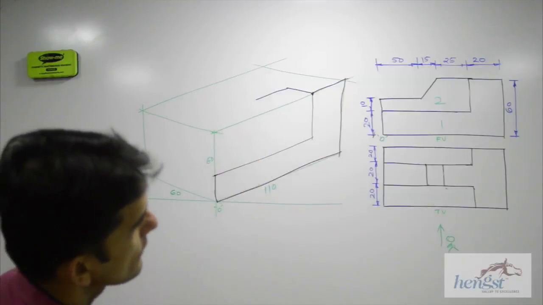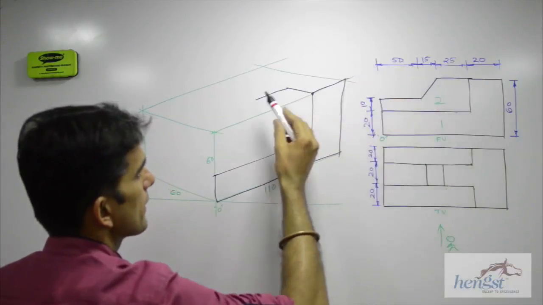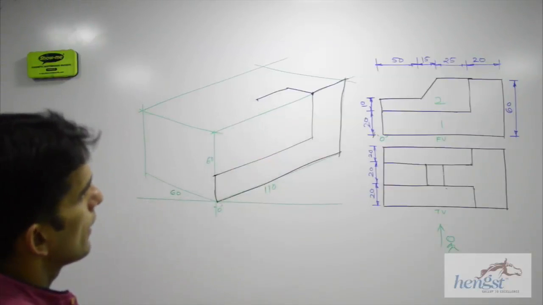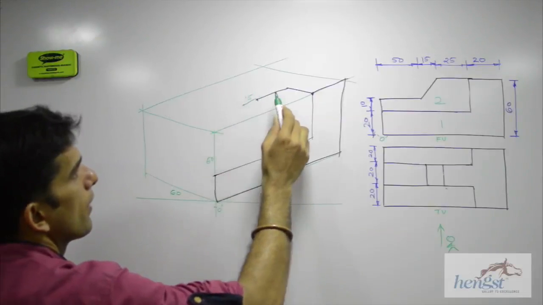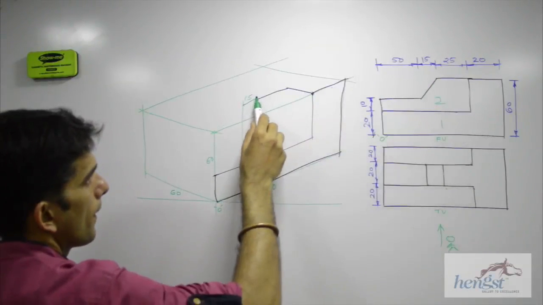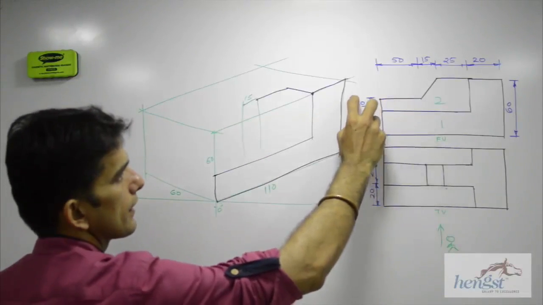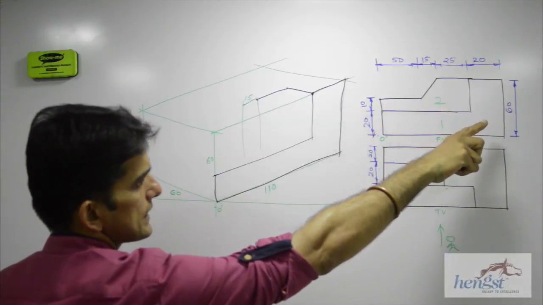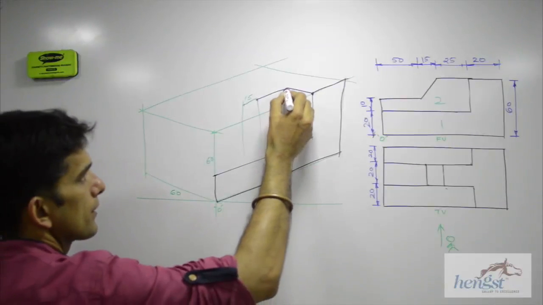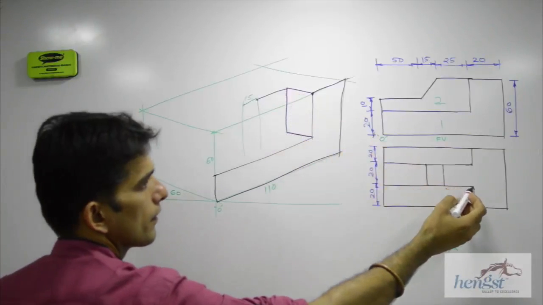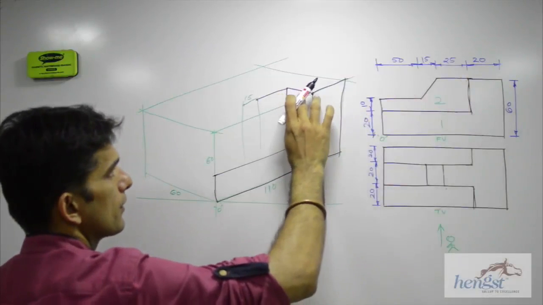After that, this is 25, then again they have given 15. So from here again I'll take 15. Now if you see height wise, how much is this height? 10. The total height is how much? 60 minus 20, so it will be 40. So we need to go down by 40, so that I can draw this part. So that part I have drawn.